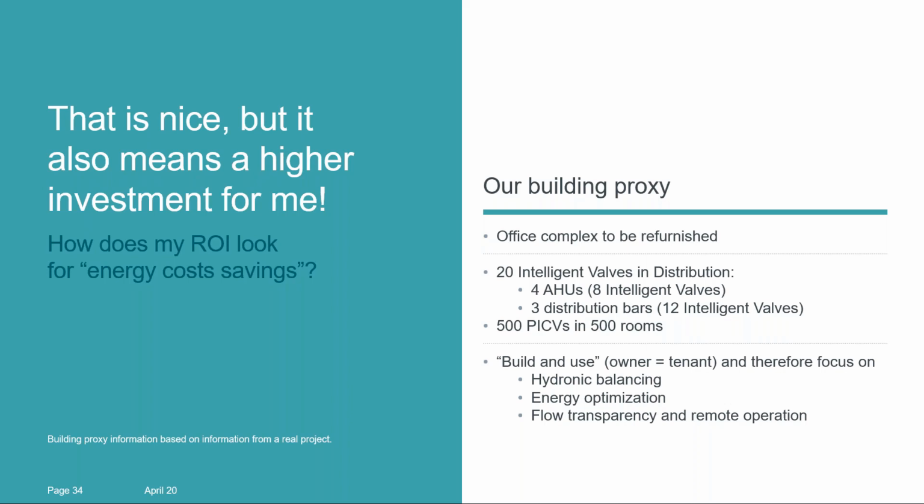But there is also a distribution network with the risers in front of these. And there we have used intelligent valves for these distribution risers, and we use intelligent valves for the bigger air handling units. And this building, we expect, is one of these buildings with the chiller in the basement used by the owner itself. So how can we judge the additional investment in these 20 intelligent devices?